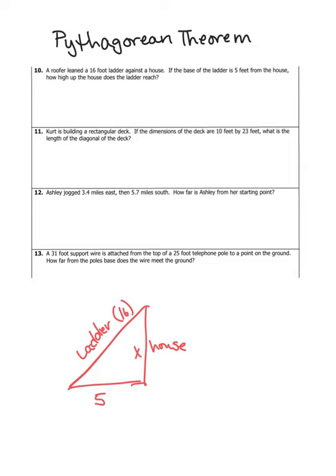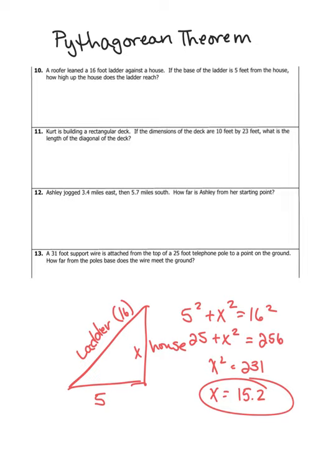So again, the Pythagorean theorem. 5 squared plus x squared is equal to 16 squared. 25 plus x squared is equal to 16 squared, which is 256. Subtract those two numbers, I get x squared is equal to 231. The square root of 231, so x is equal to 15.2. There's not much difference in all of these. You just have to actually draw the picture and see what type of Pythagorean theorem is going to come up with. Okay? And that's going to be the end of this video.